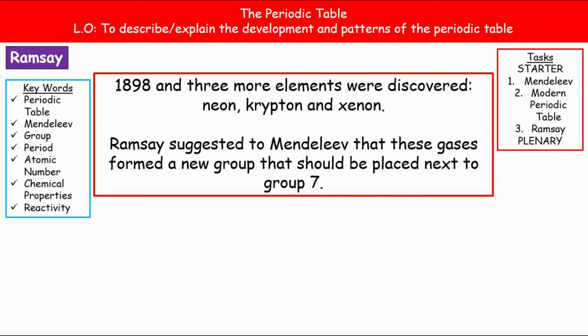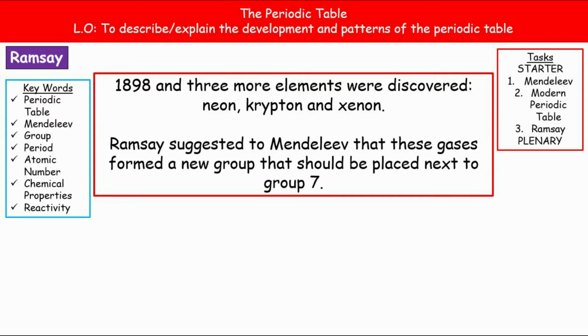By 1898, we discovered another 3 elements: neon, krypton, and xenon. So Ramsay actually suggested to Mendeleev that these gases should be placed into a new group that was going to be placed to the right of group 7.